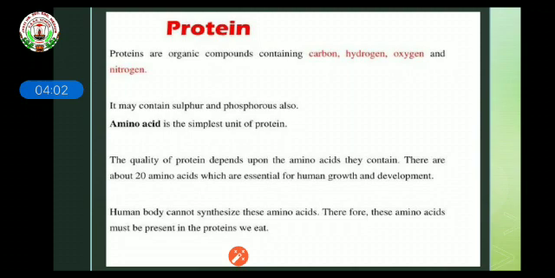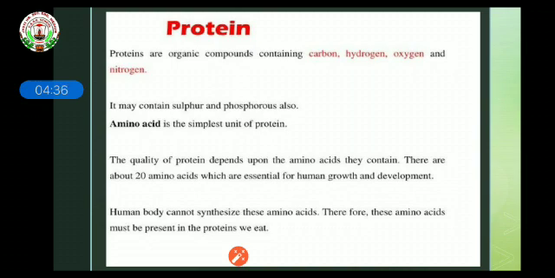There are about 20 amino acids which are essential for our body for growth and development. Out of these 20 amino acids, 10 are synthesized by our body. And for the rest, 10 or 11 amino acids which our body requires, we have to take them from food sources.